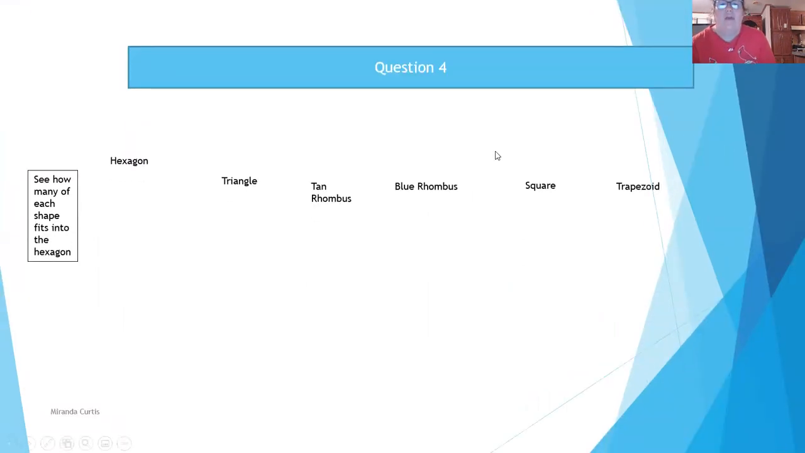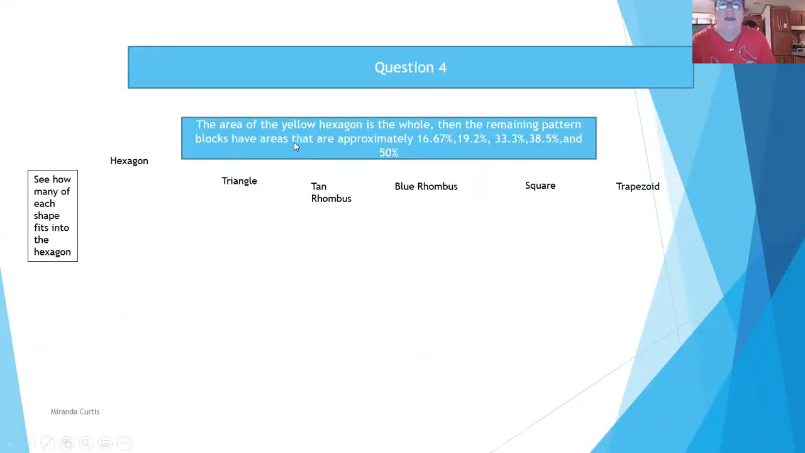Okay, so our next one, the area. The area of the yellow hexagon is the whole. Then the remaining pattern blocks have areas that are approximately 16.67%, 19.2%, 33.3%, 38.5%, and 50%. Our little help bubble says, see how many of each shape fits into the hexagon. So we have triangles, tan rhombuses, blue rhombuses, squares, and trapezoids.